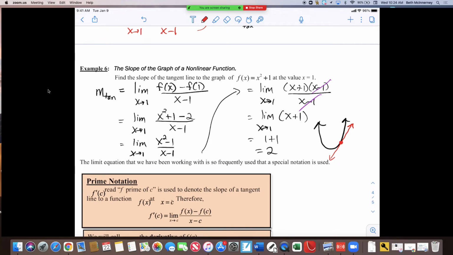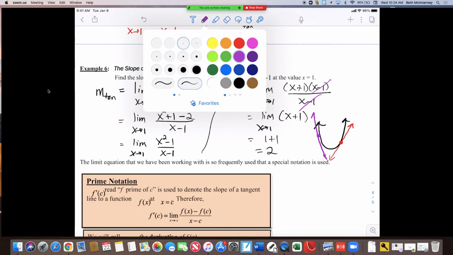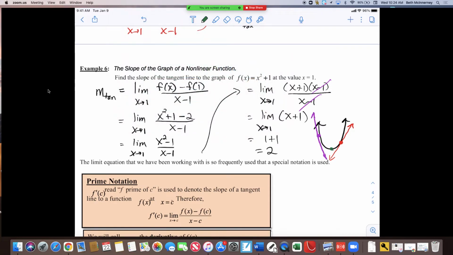Now, what if I come in on the other side? We didn't do this one, but what do you notice about this purple line? What do you notice about its slope? It's negative. I don't know exactly what the value is, but I know it's negative. What about at the vertex? What would be the slope of that tangent line? 0, because it's horizontal there. I'm planting some seeds for where we're headed.